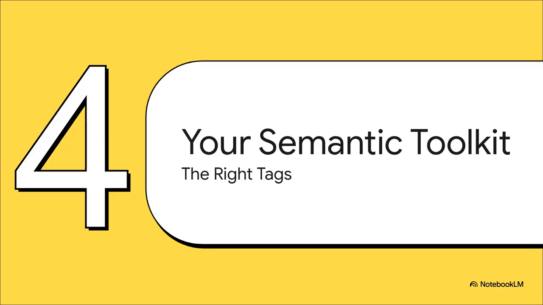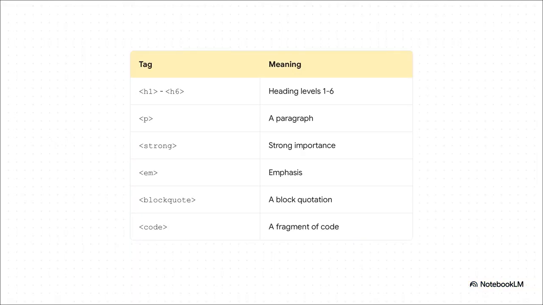Okay, so what are the actual tools you should be using? Let's stock up our semantic toolkit with the right tags for the job when you're working with text. Now, this isn't just a list of tags. I want you to think of it as a list of meanings. H1 doesn't mean big text. It means the most important heading. Strong doesn't mean bold text. It means text with strong importance. Using these correctly is what gives you that crucial structure we've been talking about.